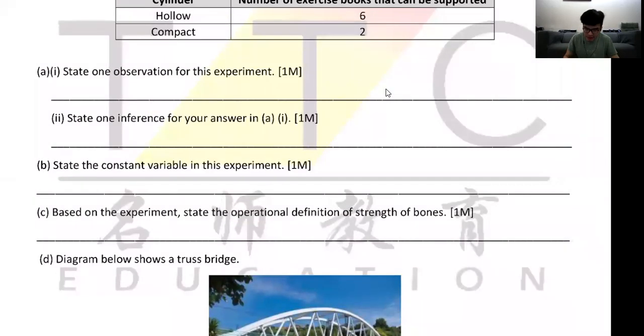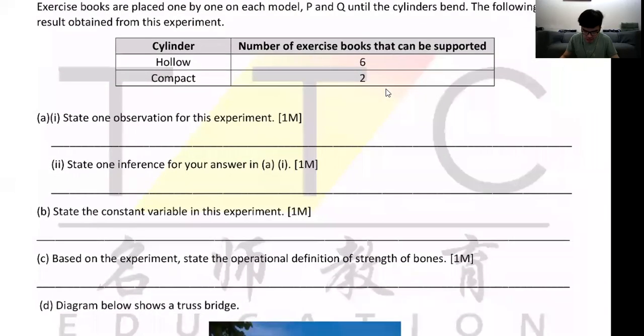So A1, state one observation for this experiment. What can you see? We can say hollow cylinder supports more bolts than compact cylinder.